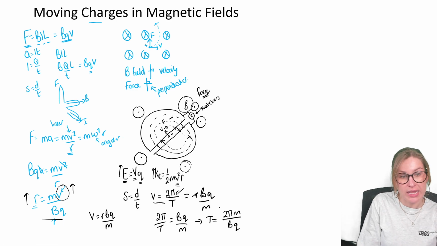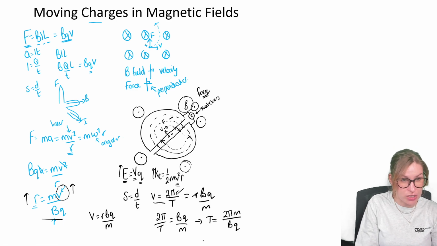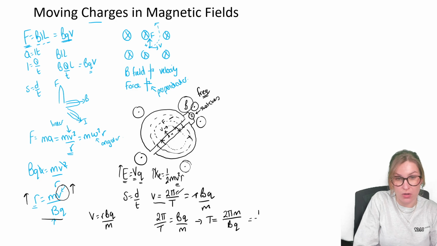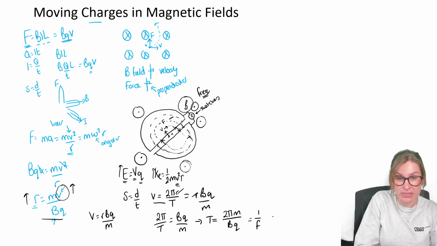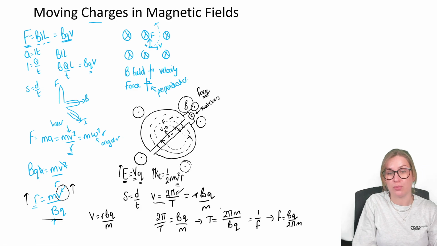Okay, so that's what we're saying is our time period. Remember, time period is always equal to 1 over the frequency. So to write the frequency, what I can say then is it's bq over 2 pi m.